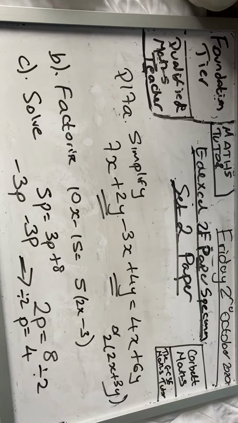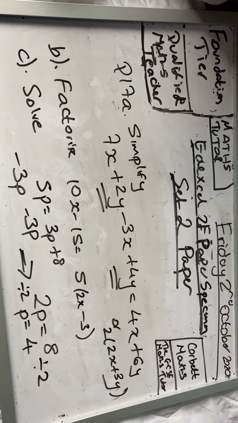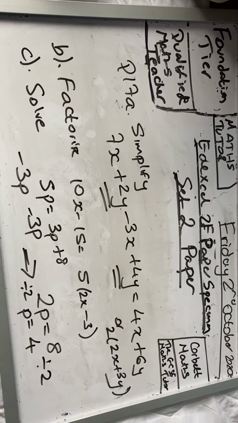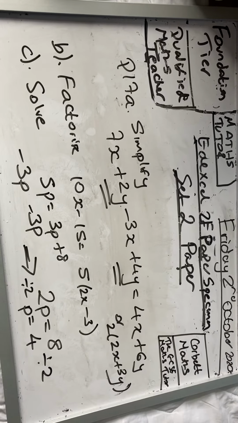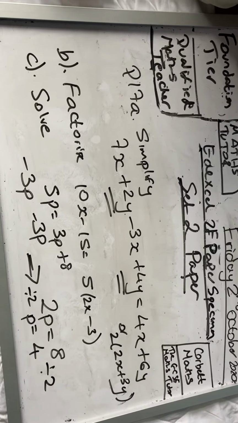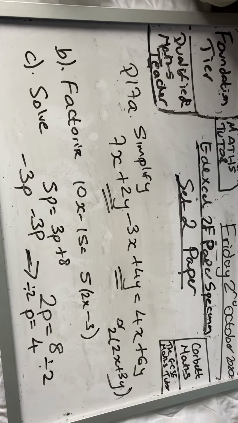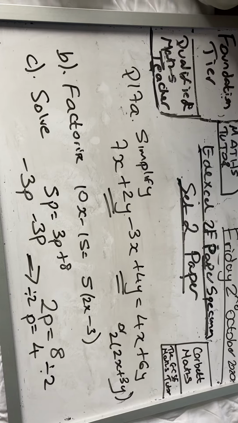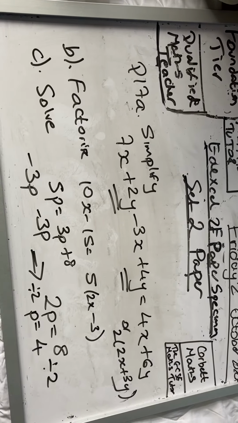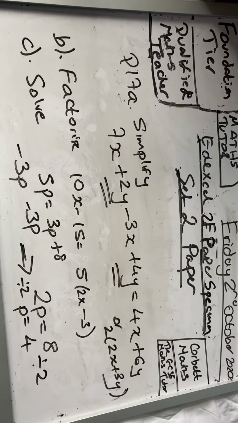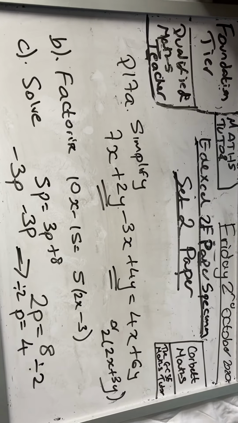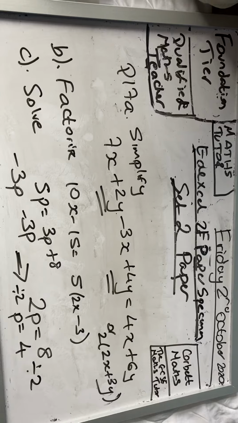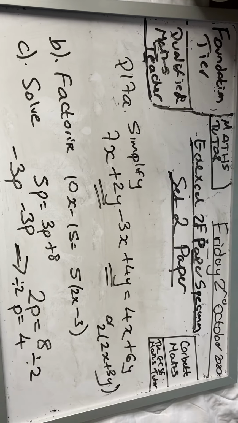Part C guys, solve 5p is equal to 3p plus 8. So what I did was minus 3p on both sides, so to get p's on one side, 5p minus 3p is 2p. 3p minus 3p is going to be 0, so the right hand side is going to be 8. So 2p equals 8. 2p means 2 times p, so dividing both sides by 2 and I get p is equal to 4. Okay, so that is my answer for question number 17.